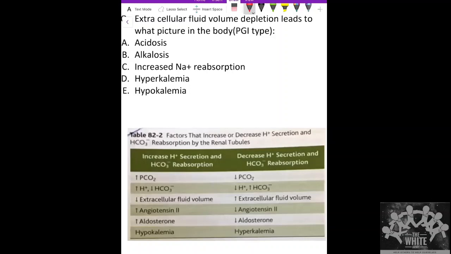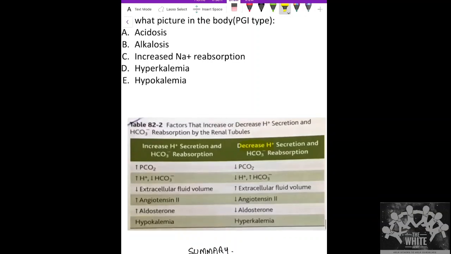The opposite happens when there is a decrease in H plus. In the next column, the opposite happens. If we can remember this, the other one can be remembered easily.